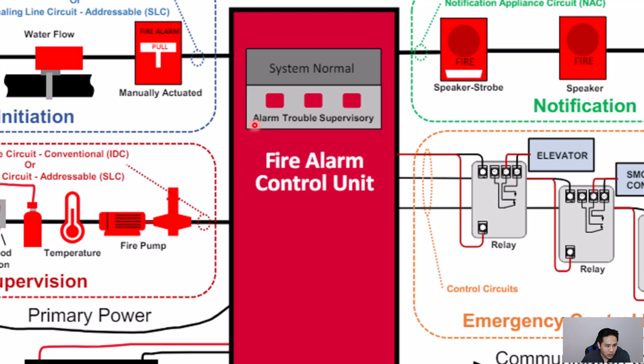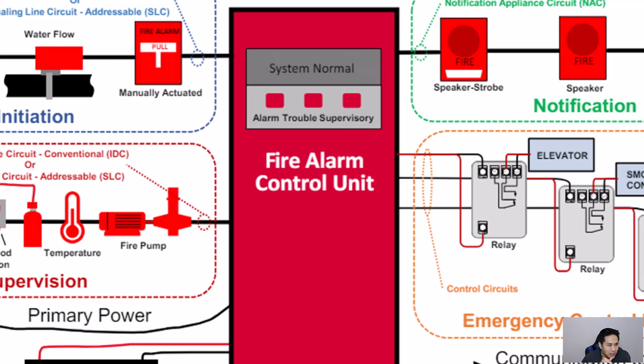You can also have an alarm condition, which is when a smoke detector, heat detector, water flow, these things go off. You can also have a supervisory, and a supervisory includes things such as the tamper switch. So if a tamper switch is activated, it would actually be a supervisory signal.